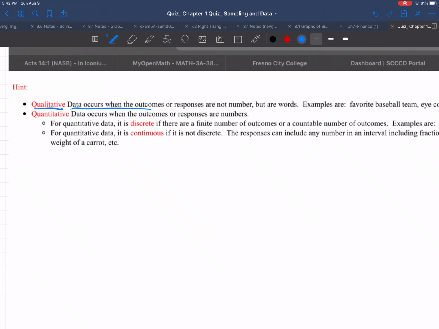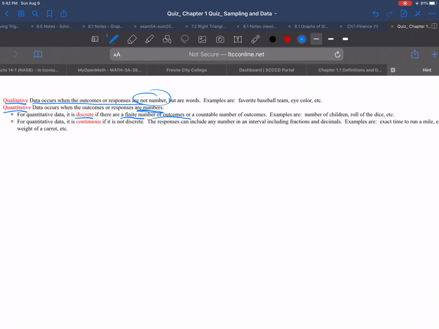Qualitative means data occurs when outcomes are not numbers. Quantitative, there's numbers. And there's two kinds. Discrete, if there's a finite number, like number of children. You can't have infinite children. Roll of a dice, etc. Continuous, if it's not discrete, that means any fraction or decimal is possible.